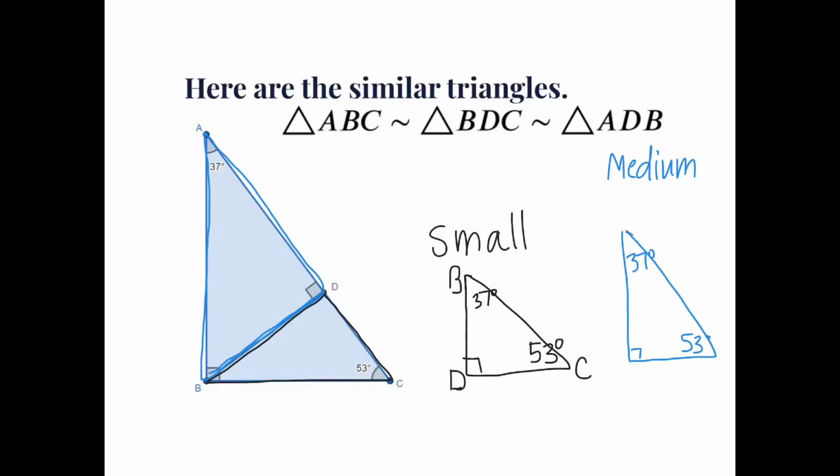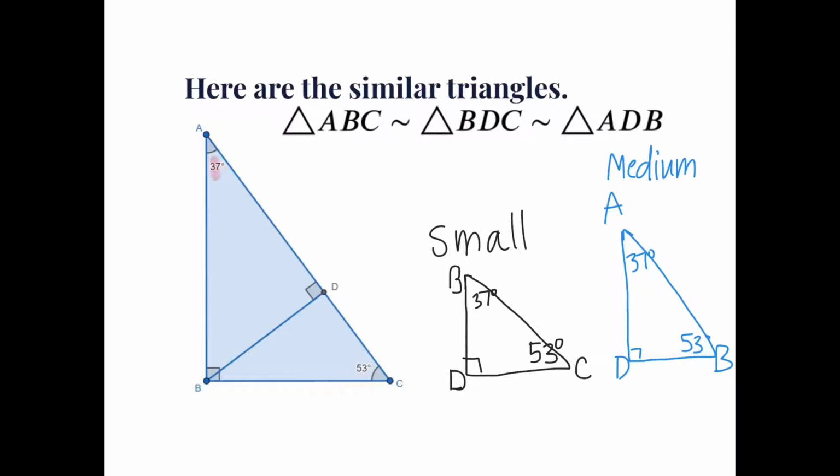So this would be on my medium triangle. This is my point A, this is my point D, and then this is my point B. The reason I'm showing you this is because whenever we are saying that triangles are similar to each other, we want to make sure that we're matching everything up correctly.